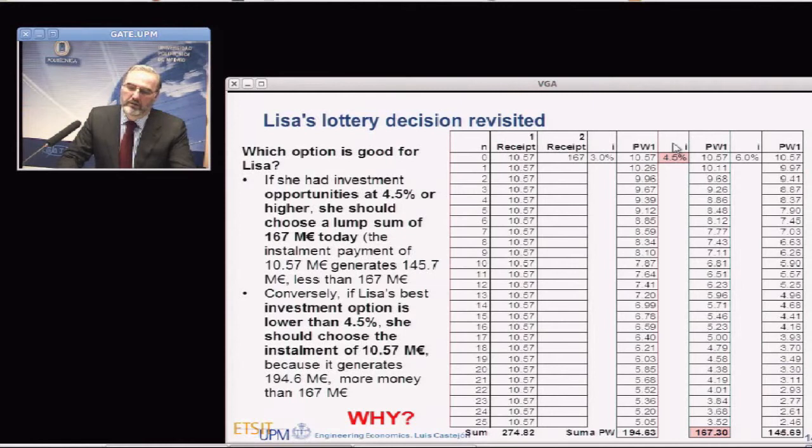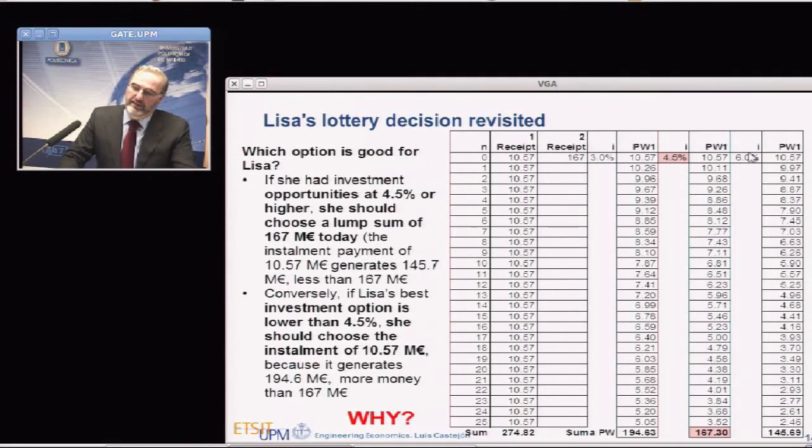For an interest rate of 4.5%, option 1 and option 2 will be equal, because the present worth of option 1 is 167 million euros, which is the same as the lump sum. So at that interest rate, both cash flows are equivalent. That's the main message of this lecture: at 4.5% interest rate, option 1 and option 2 have the same present worth.